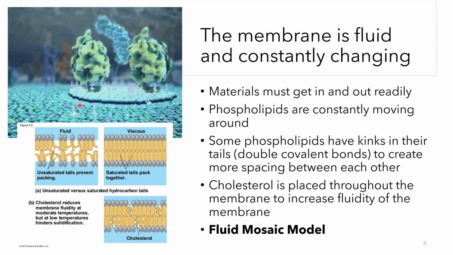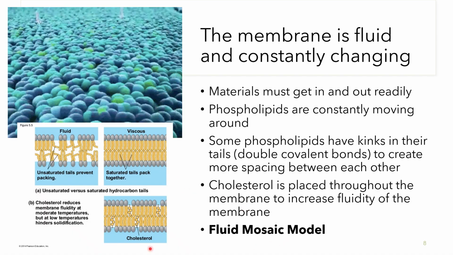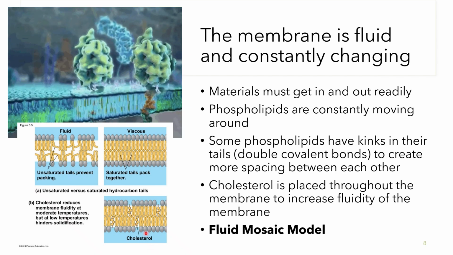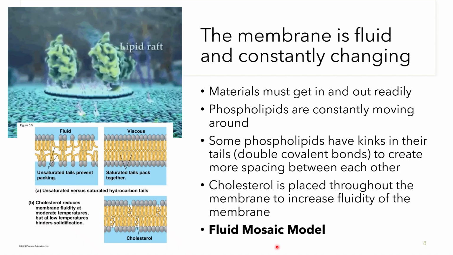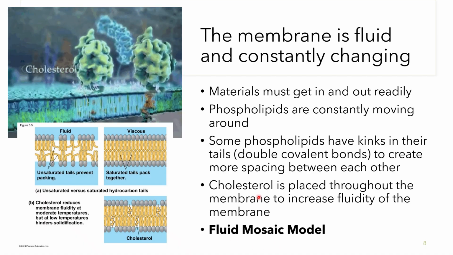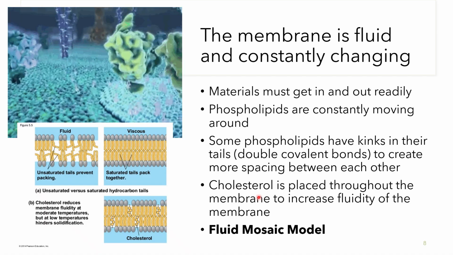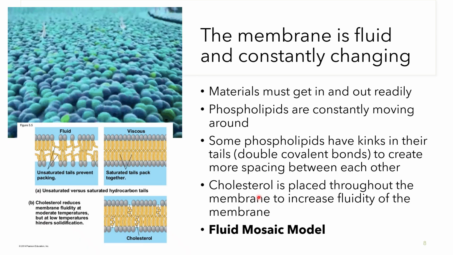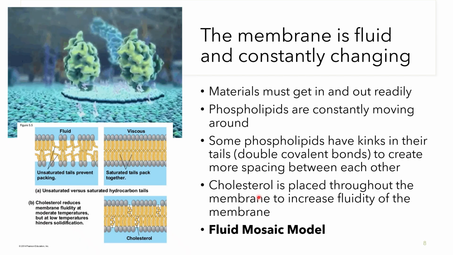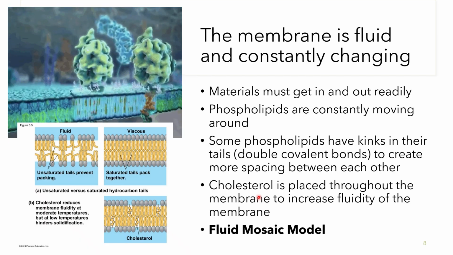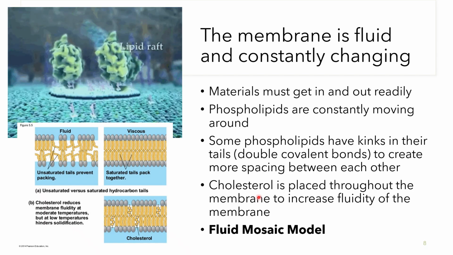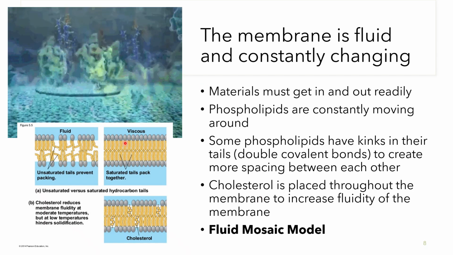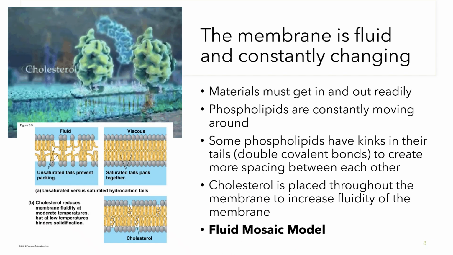Fluid because we have constant movement, and a mosaic because we're not just made of phospholipids. We have cholesterol, and as we'll see in a minute, we also have proteins and carbohydrates. So a mosaic is a picture that comes together by taking unrelated parts and bringing them together. So usually we think about mosaics in terms of bringing lots of different little tiles together to make a broader picture of like a person's face or something like that. Each tile is different, has a different shape, a different color, but together they come to make a beautiful picture. So that's where we get this idea of the fluid mosaic model.